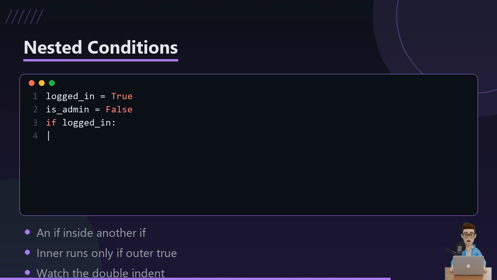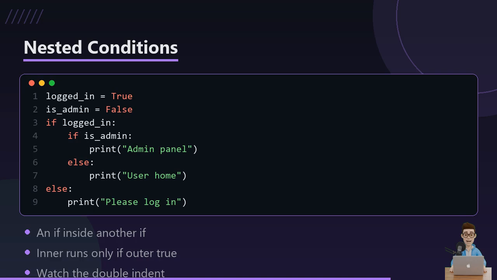Sometimes a decision only makes sense after another one passed. Think of a locked building. First you get through the front door, then you check if your key opens the admin room. That's nesting, an if living inside another if, and each level gets its own indent. Here we're logged in, but not admin, so we land on user home.